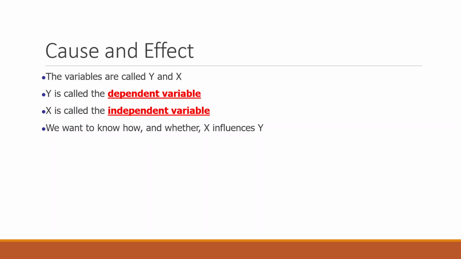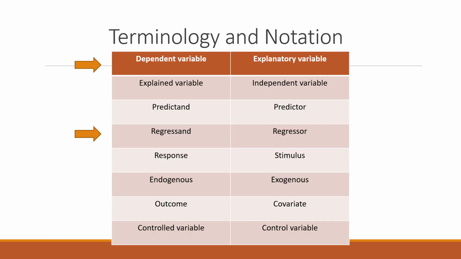Now, these notations in some books are used as regressand and regressor, or predictand and predictor. So different books have different terminology. This is the dependent variable and its terminology, and the explanatory variable and its terminology.